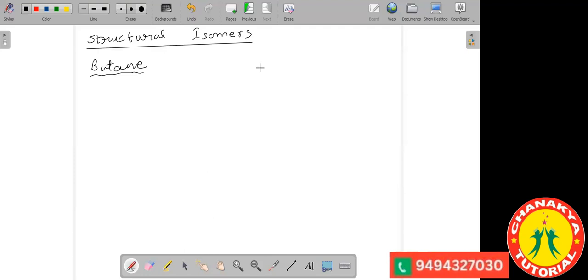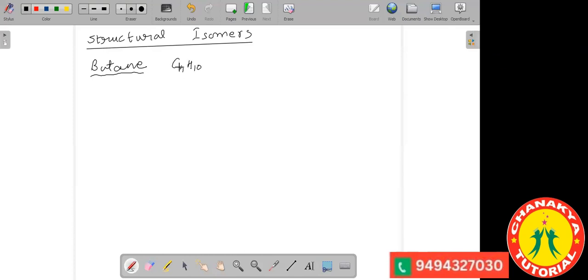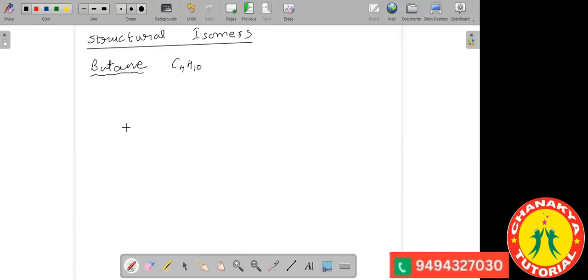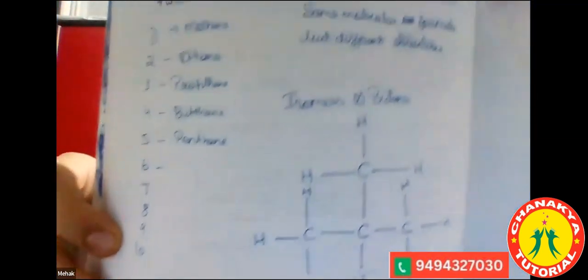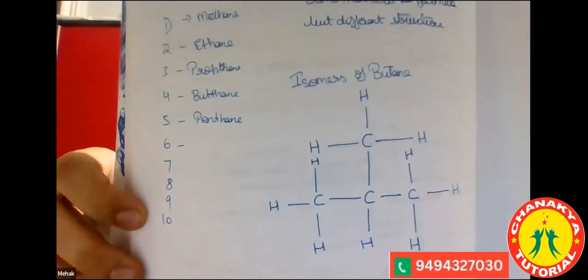Mehak, what's the formula of butane? Chemical formula of butane? Sir, C4H10. C4H10. And how many isomers have you written for butane? So can I show you? Okay. How many? Just tell how many you have written. It's 14. 14 structures. Okay, just show it to me. How do you say 14? This is one of them. This is one structure. How many structures can you make for it?